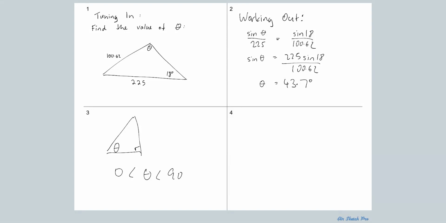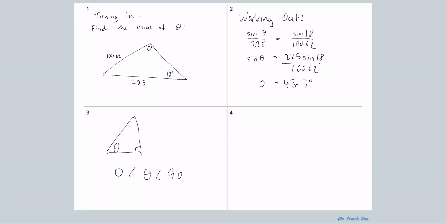So if I go 180 minus 43.7, I will get 136 degrees. Okay, so that angle there is 136 degrees. The cosine of 136 degrees will be... I can't do it because I've not got the values here. But sorry, the sine of 136 degrees will work for this particular equation. Okay?